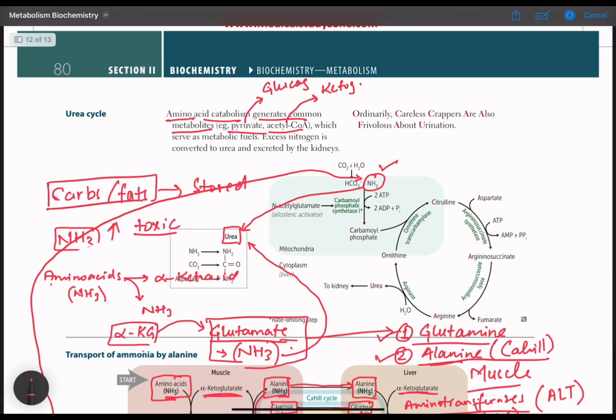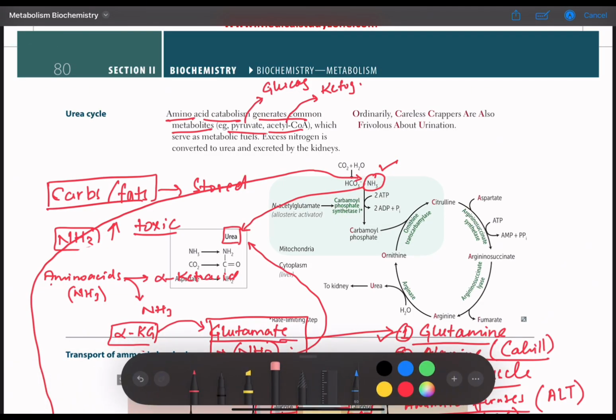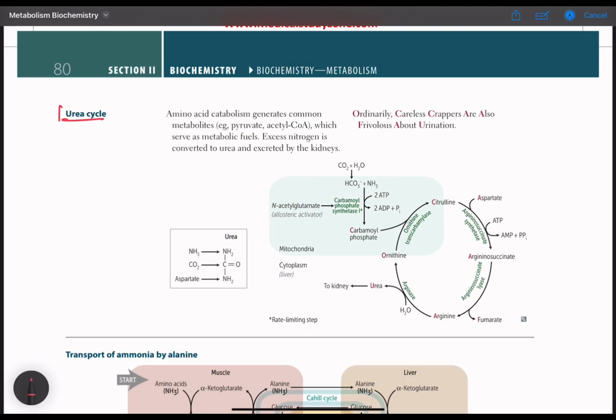Now let's come toward the urea cycle. What happens in the urea cycle is that excess nitrogen is converted to urea, and this urea is excreted by the kidneys. This urea carries two amino groups; its structure consists of a keto group with two amino groups attached to it. One amino group comes from ammonia, the keto group or the carbon skeleton is from carbon dioxide, and the last amino group comes from the amino acid aspartate.